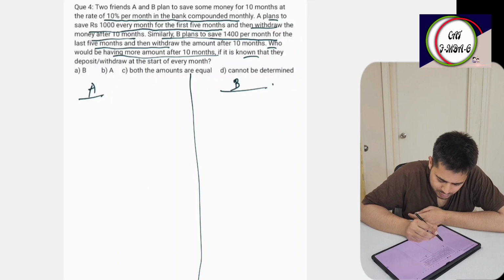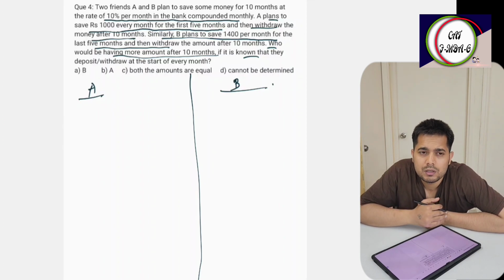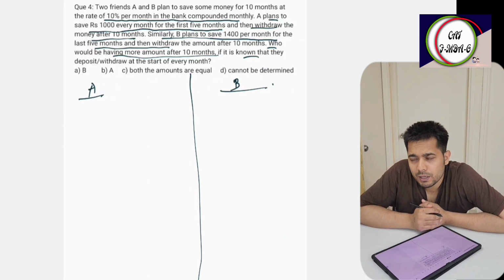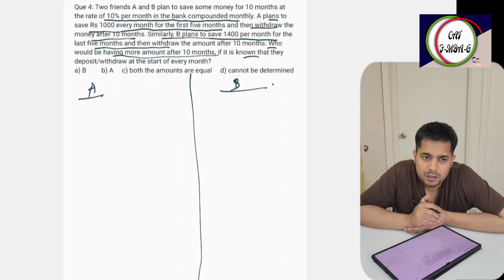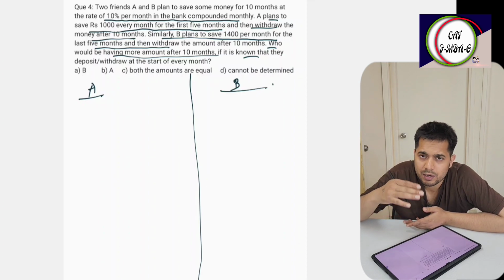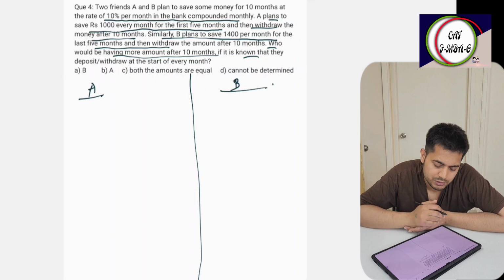So what A does is, in the first month he puts 1000 rupees. So those 1000 rupees will be compounded for 10 months. Second month he puts another 1000 rupees. Those will be compounded for 9 months. Similarly, third, fourth, and fifth. After that, he stops the money and all of these are kept for the next 10 months.